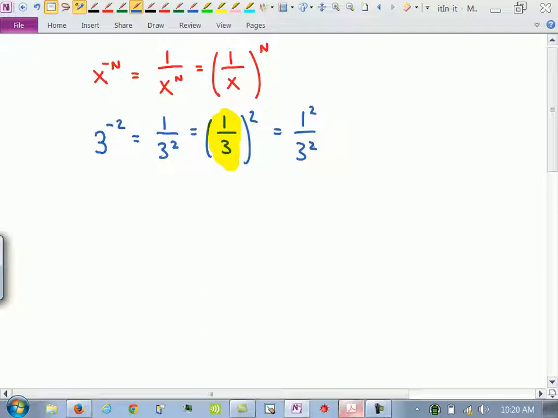Okay, so up there in the red is the property the way it appears in the book. I just don't want it to confuse you, like where in the world they get that parenthesis from around the 1 over x. All they're doing is basically this right here.